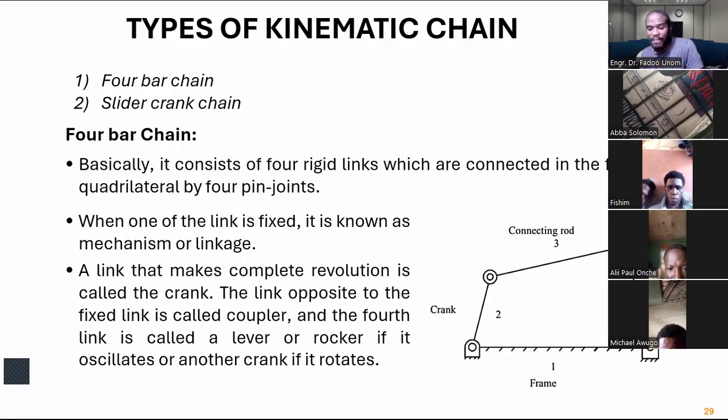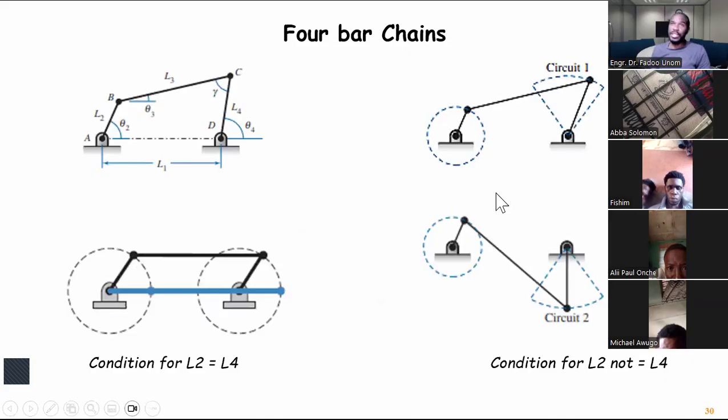Now, there are several modifications that we can make of the 4-bar chain. If you look at all of these, they are all 4-bar chains. If you look at the first one, this is a case of a crank and rocker mechanism. As this crank, the link AB, rotates, it is going to cause link CD, which is the rocker, to rock back and forth.